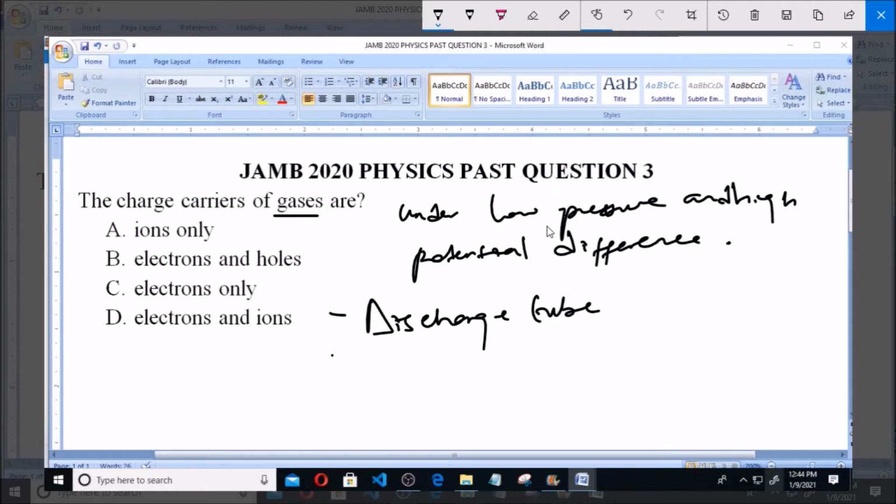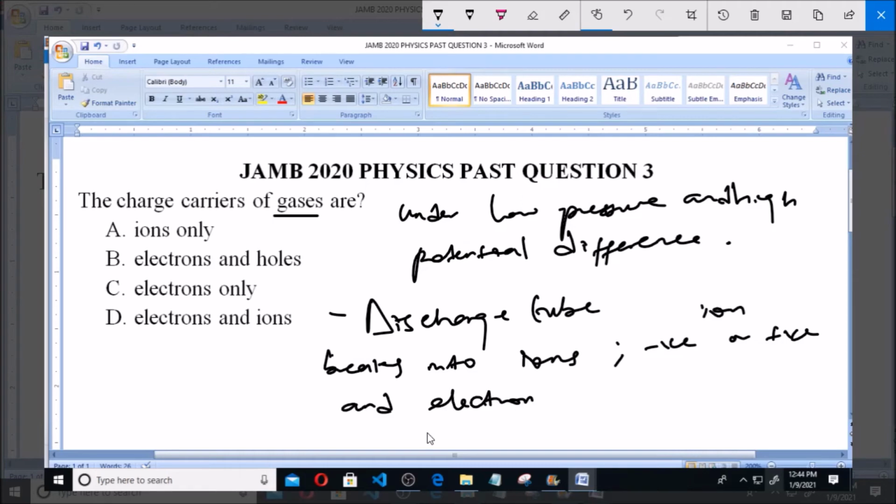break into ions. Now, these ions might be negatively charged ions or positively charged ions, and also they break into free electrons. Now, these ions and electrons are responsible for the carrying of electricity, or for the carrying of the charge of the gas. So therefore, the charge carriers of gases are ions and electrons, and that is option D.